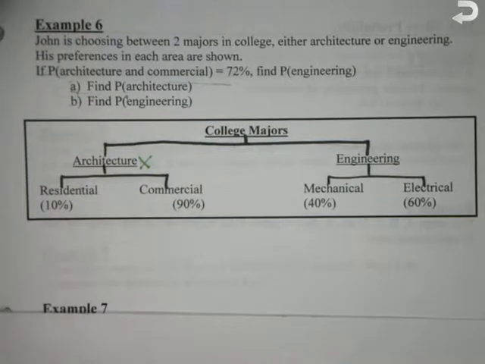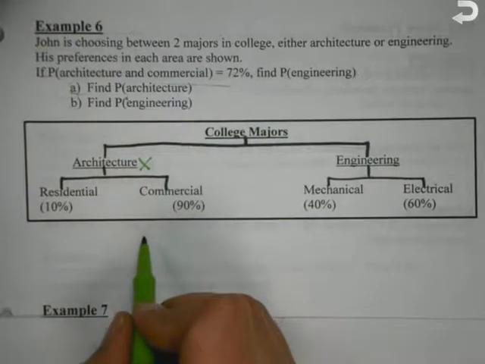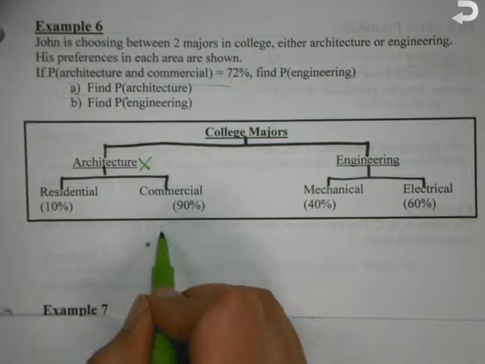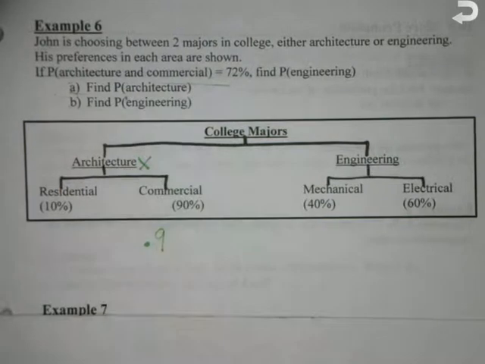Okay, so the 90% chance that he's going to pick commercial, 0.9, times the chance that he's going to pick architecture should give me 72%.